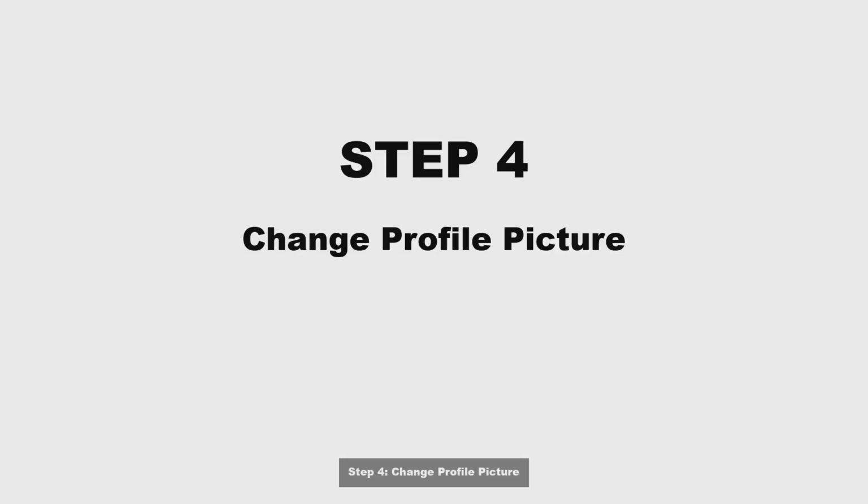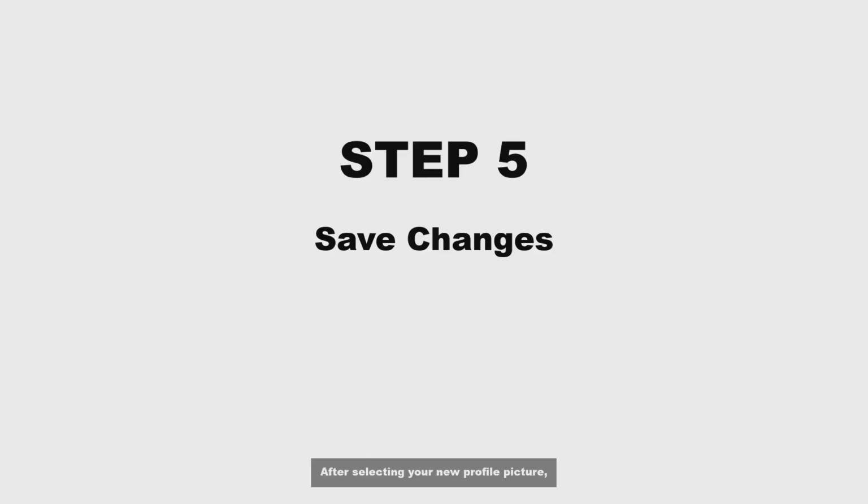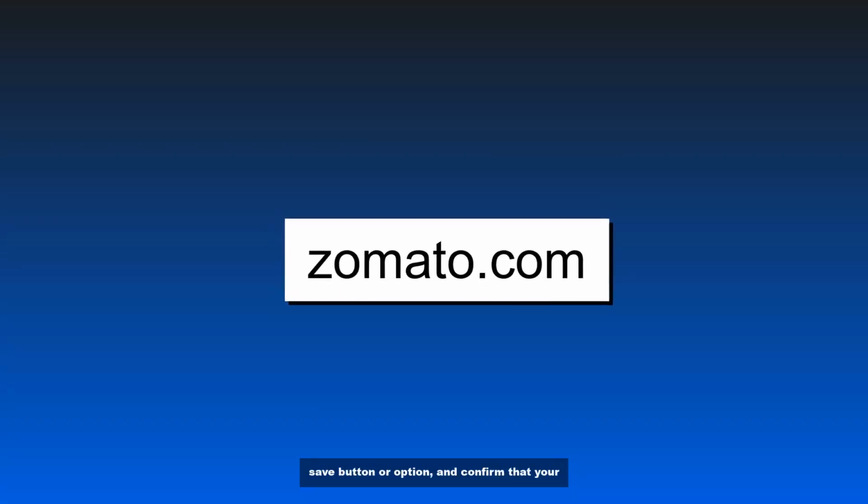Step 4. Change profile picture. Find the current profile picture or an option that says Change Picture. Tap on it to either select a new image from your gallery or take a new photo using your camera. Step 5. Save changes. After selecting your new profile picture, make sure to save the changes. Look for a Save button or option and confirm that your new picture is now set.